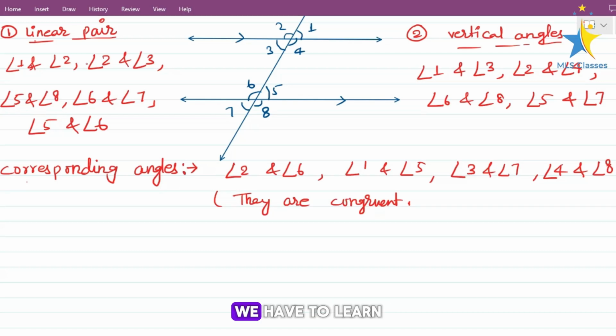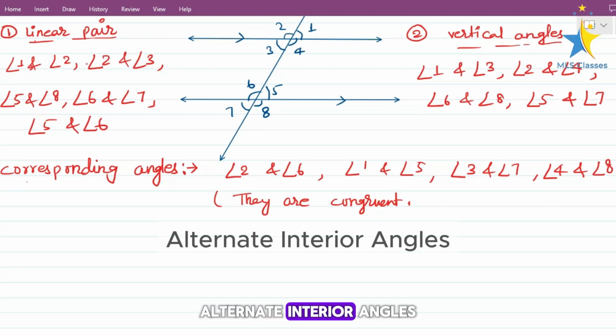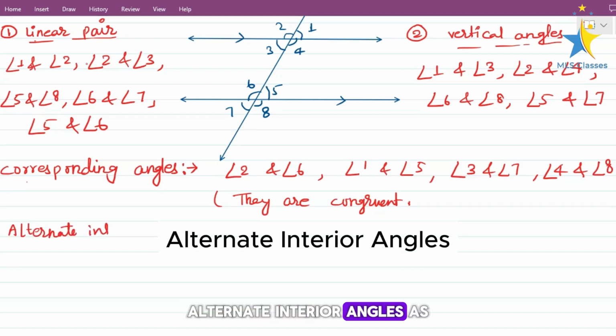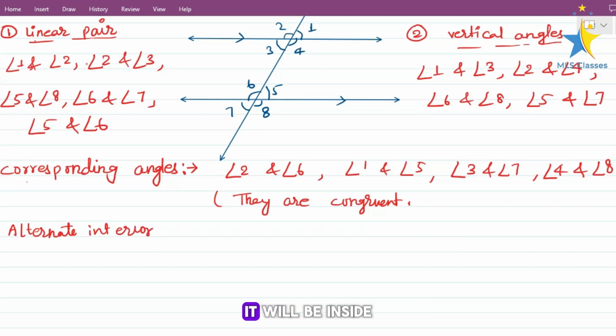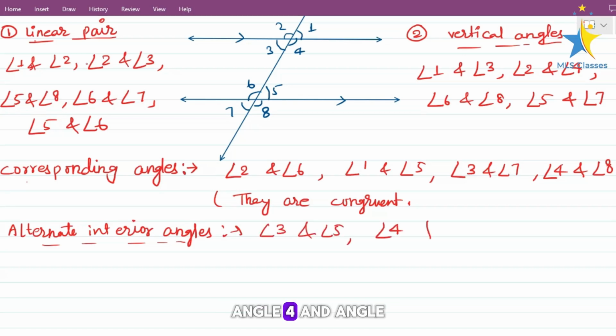Moving on to the next, we have to learn about alternate interior angles. As is clear from the name, they lie inside the two parallel lines and on alternate sides. So angle 3 and angle 5, angle 4 and angle 6. Only two pairs are there. If we talk about the property, they are also congruent.